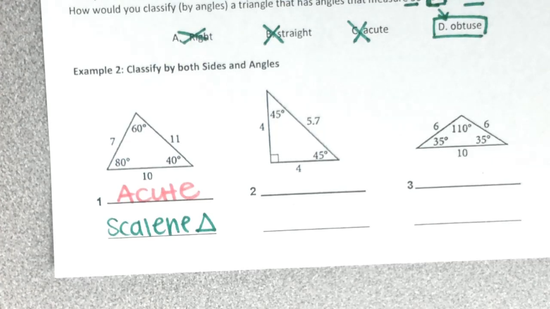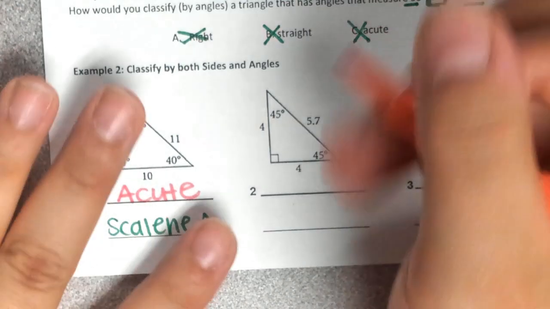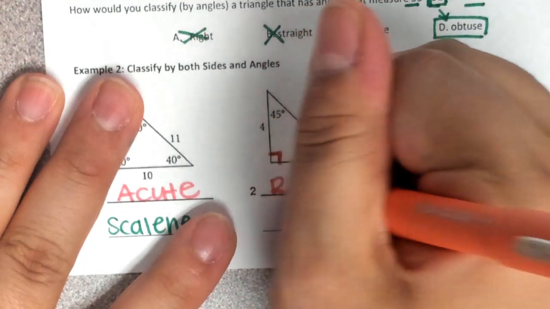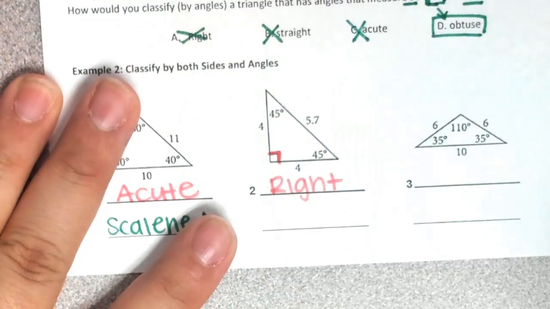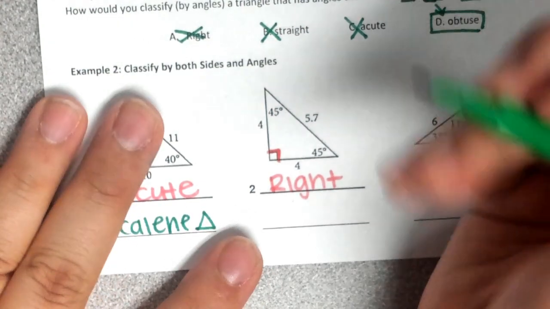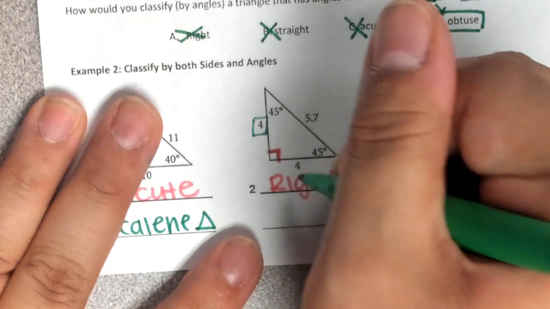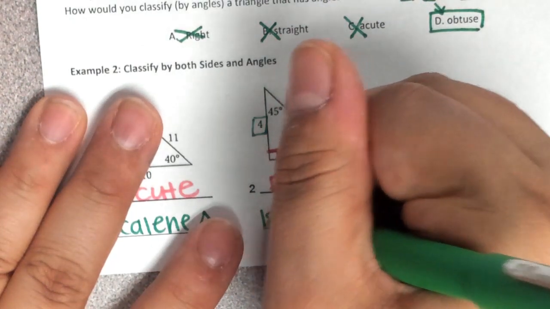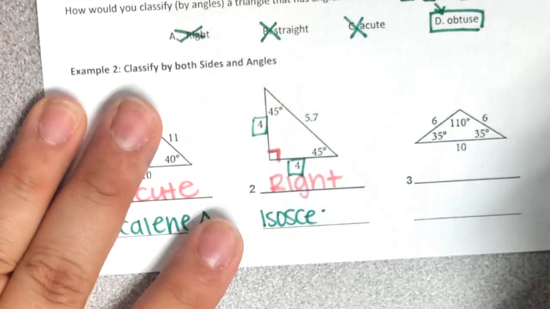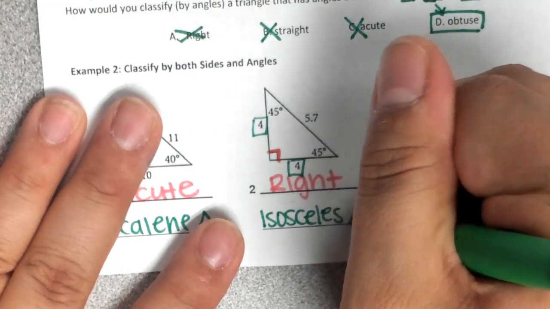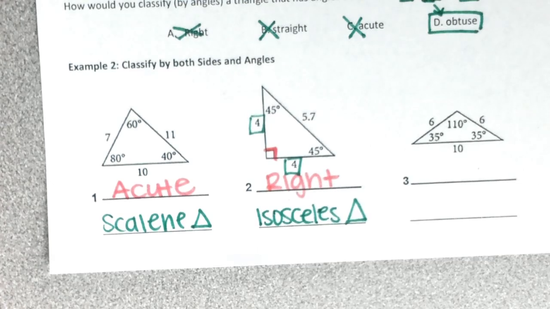Number 2. What do you notice? It has a right triangle, so please write right. What do you notice about my sides on the outside? Two of them are the same. If they have 2 sides the same, that is isosceles. A right isosceles triangle. That word is very difficult for me to spell. I don't know why.